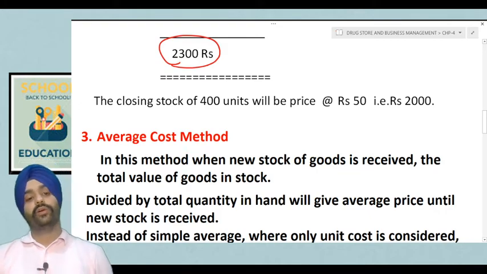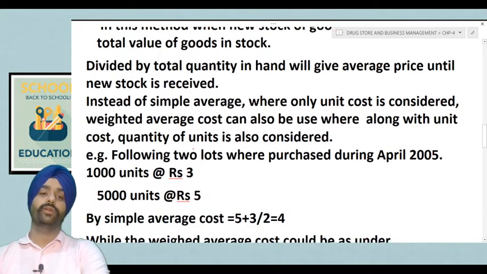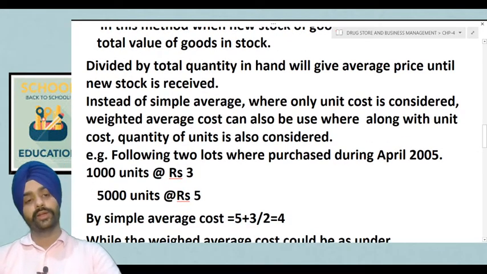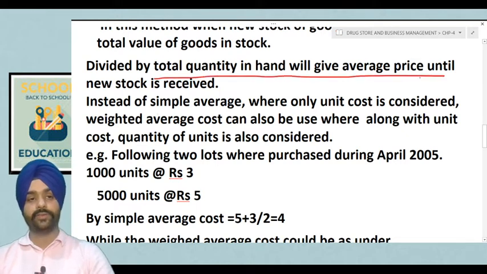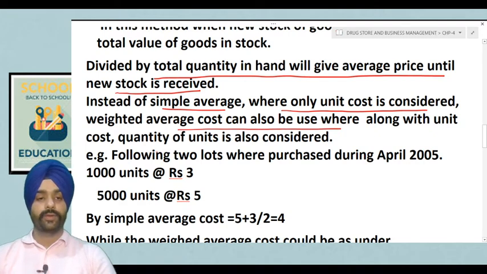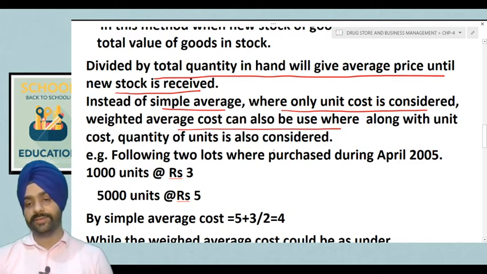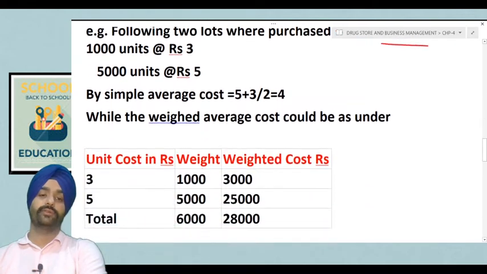Now the average cost method. In this method, when new goods are received, the total value of goods in the stock is averaged out. Dividing by the total quantity in hand will give the average price until new stock is received. Instead of simple average, where only unit cost is considered, weighted average cost can also be used. Following two lots were purchased. See the example during April 2005. One was 1000 units at rupees 3 and the other was 5000 units.